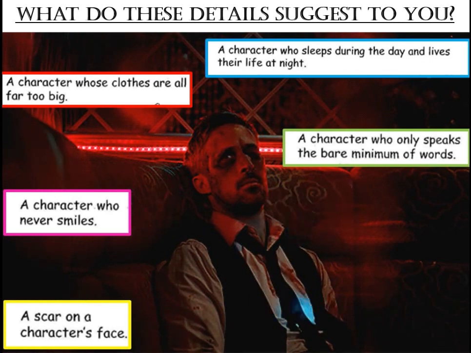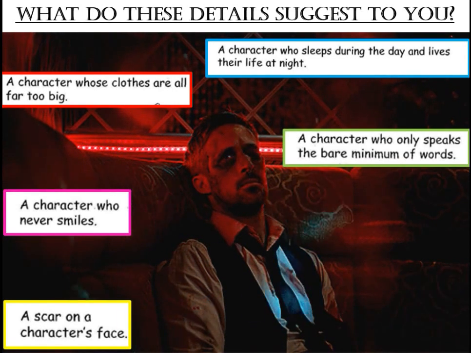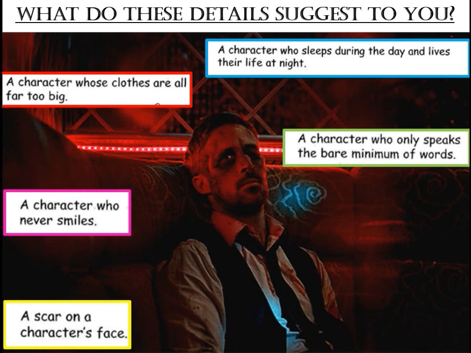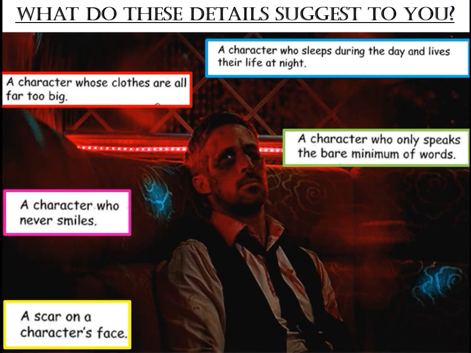A character who sleeps during the day and lives at night. This could be a vampire. This could be a DJ. This could be a nocturnal animal. This could be a nurse who works a night shift. A character only speaks the bare minimum of words. So this might be someone who's miserable. It might be someone with a stutter. It might be a police suspect who doesn't want to give anything away in an interview. So the point of this is, the way a character is described will tell the audience lots of things. So you've got to make sure that you describe your character in the way that you want to give over to the audience.